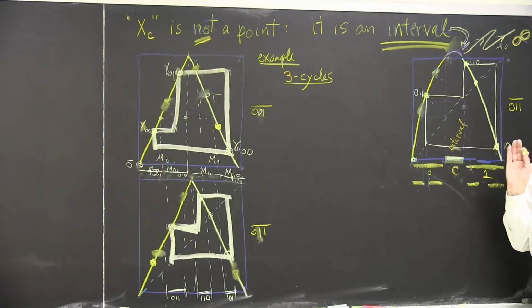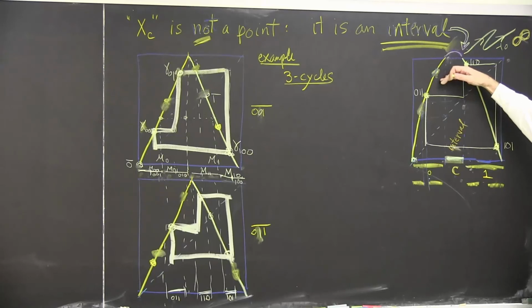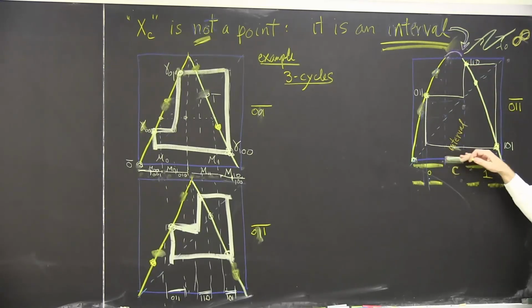So that's easy to understand. What seems to be harder to understand is that if the map goes below, it's again true that this can be an interval.